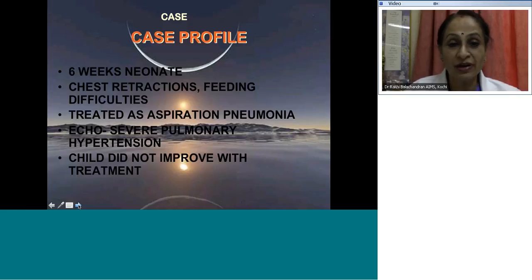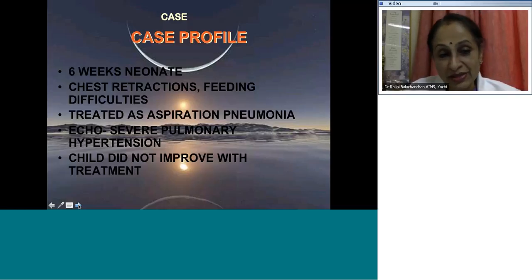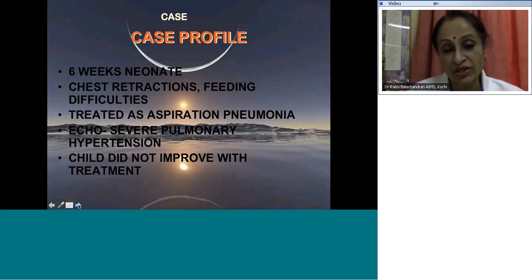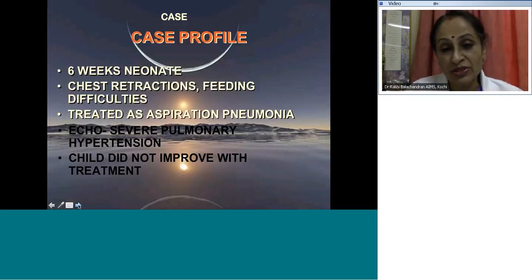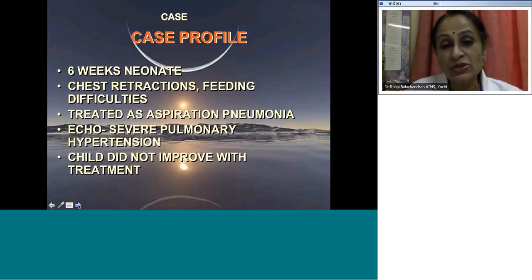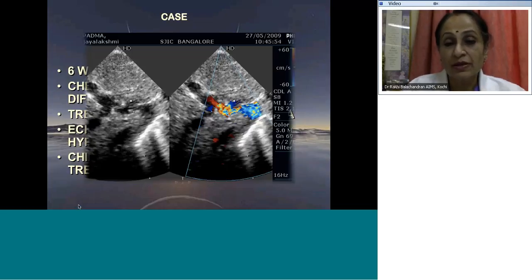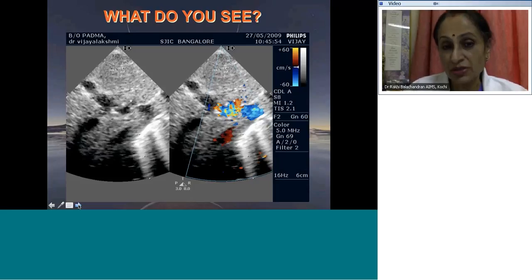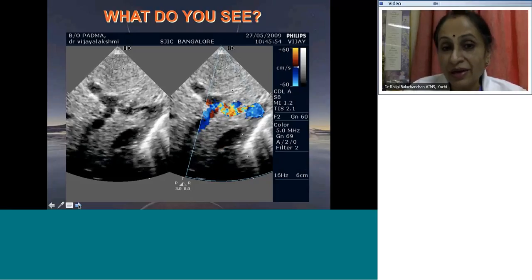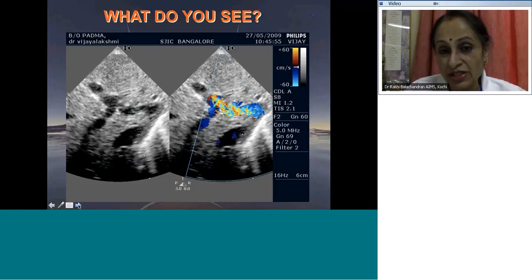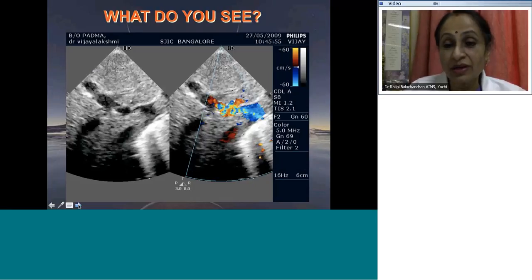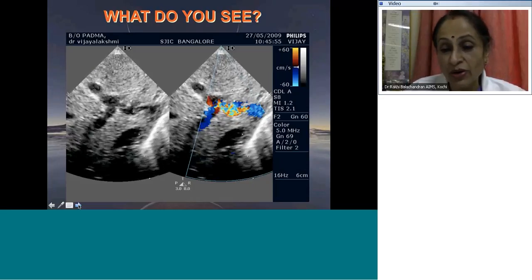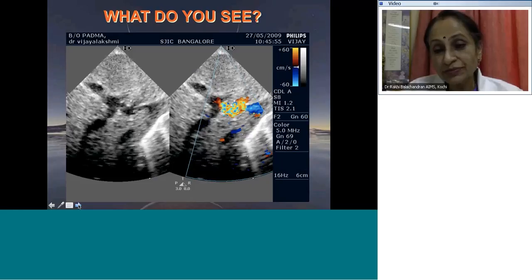This is a 6 weeks neonate. Chest retractions are there, feeding difficulties, treated as pneumonia, severe pulmonary hypertension, and child did not improve with the treatment, and hence it was referred to the pediatric cardiologist for their opinion. So with this, what do you suspect? I told you in the subcostal view, when you look at the dilated IVC with the SEC, you suspect pericardial effusion. But if you have a dilated IVC with the turbulence in that, a continuous flow, what do you suspect?